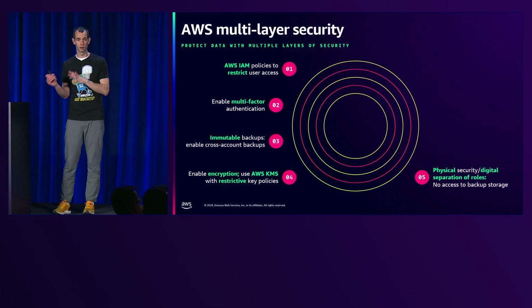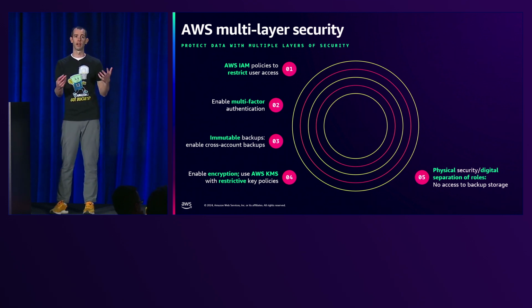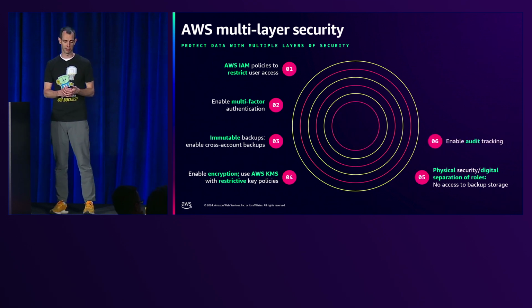Next, looking at that physical security, digital separation of roles, that's not having the same role that can access my primary copy and my backup. Because if they've got access to both of them, then the same error could potentially happen in both places. As we talk about physical security, that could be for an MFA token, that could be in other ways in terms of how you store copies of your data.